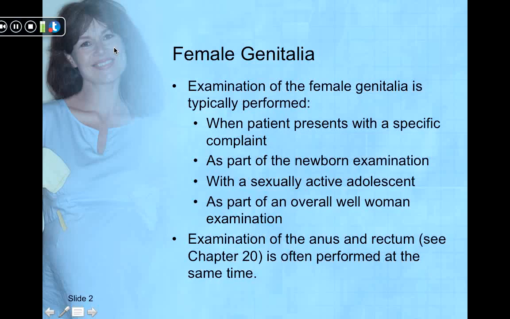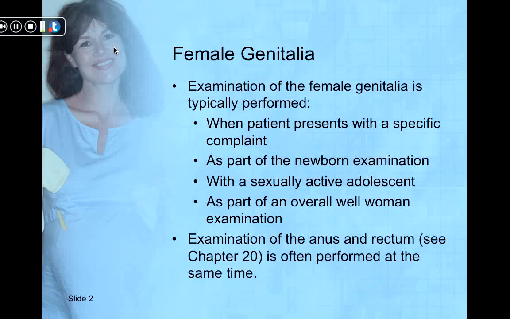The assessment of the female genitalia is a very important part of the physical assessment for the female patient and should be performed routinely. They might be in your clinic with a specific complaint, for birth control, for a well child exam, or for a well adolescent visit. They are part of an overall well woman examination, and the exam is still part of a female's health even if they've had a hysterectomy, and we'll go into that a little bit more later in the presentation.